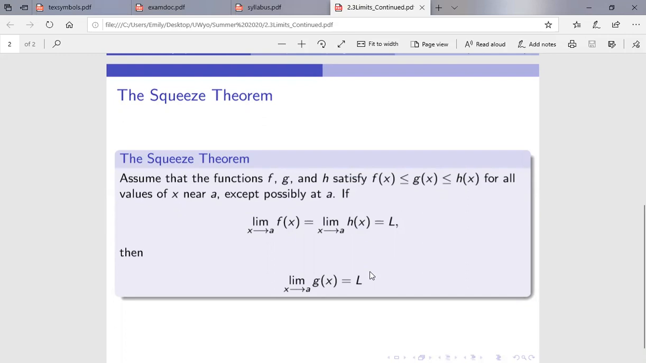So assume that the functions f, g, and h satisfy f of x is always less than or equal to g of x, which is always less than or equal to h of x, for all values of x near a, except possibly at a. A doesn't have to be defined. But if the limit as x approaches a of f of x is equal to the limit as x approaches a of h of x, and they all equal L, then the limit as x approaches a of g of x is equal to L. And you're probably wondering, well, Emily, what does this look like? And the answer is coming in the form of a few more examples.